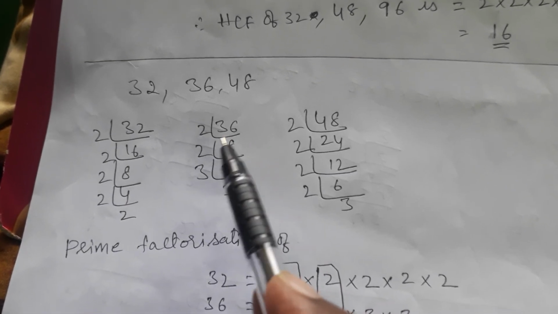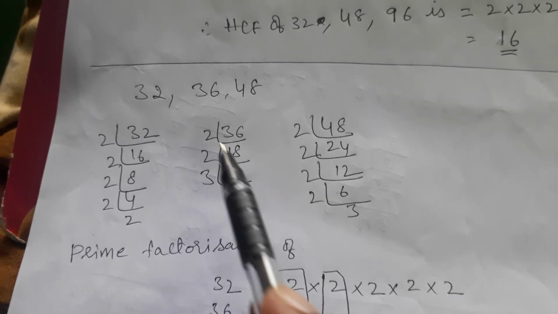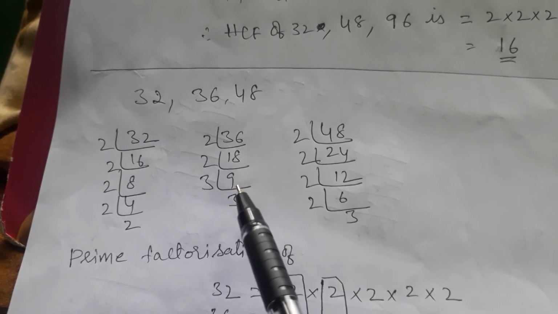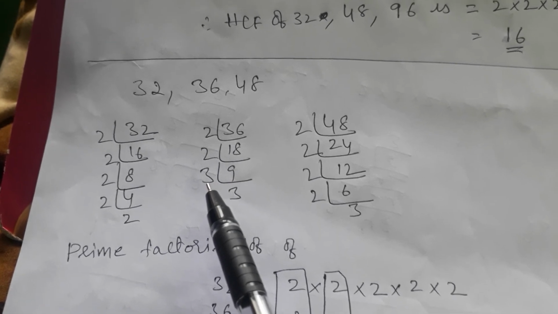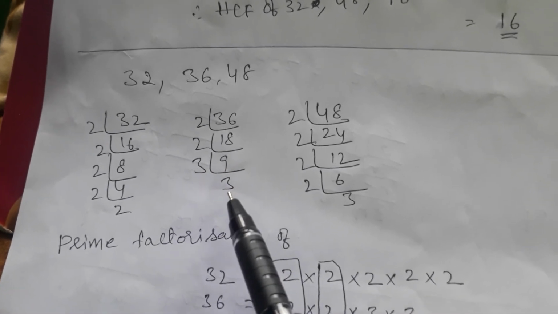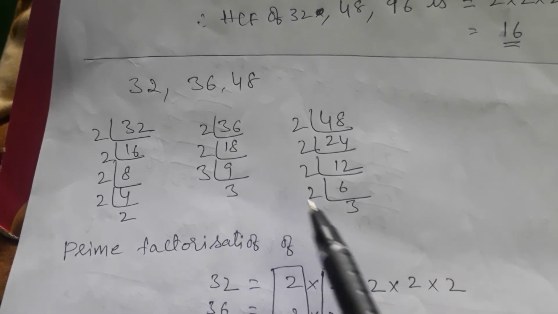Now 36 also write in prime factors. 2 eighteens are 36, and 2 nines are 18. Here 2's table is not possible in 9. Now take the next prime number, which is 3: 3 threes are 9. Next, 48 also you do like that.